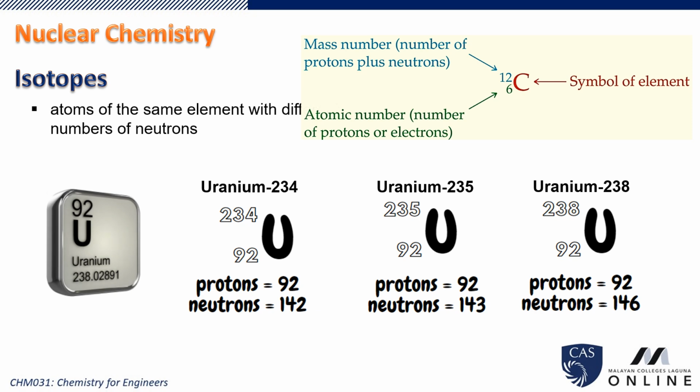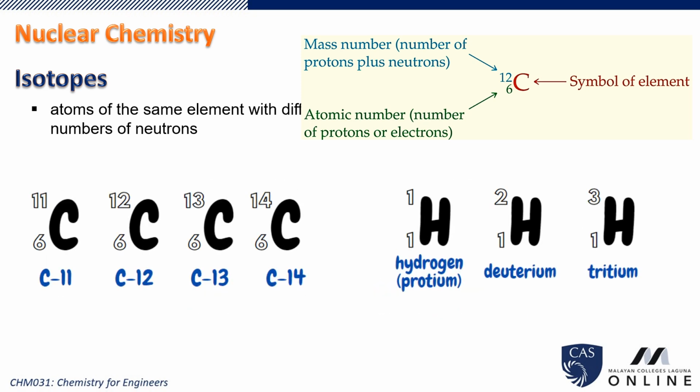In nuclear chemistry, there is a term called isotopes. Isotopes are atoms of the same element with different numbers of neutrons. For example, uranium has isotopes such as uranium-234, uranium-235, and uranium-238. These differ in stability and nuclear behavior. For carbon, we have four isotopes: carbon-11, carbon-12, carbon-13, and carbon-14. For hydrogen, we have three: hydrogen-1, also called protium, hydrogen-2, deuterium, and hydrogen-3, which is also called tritium.